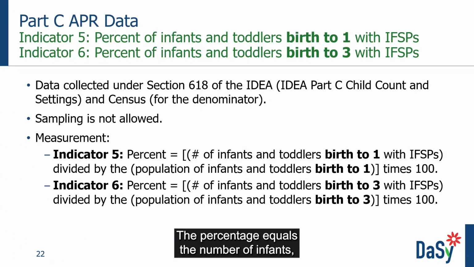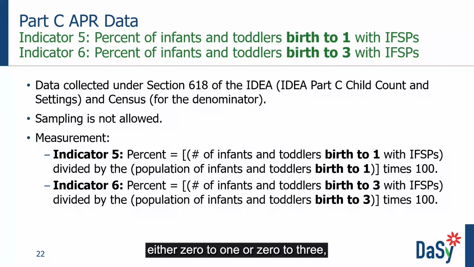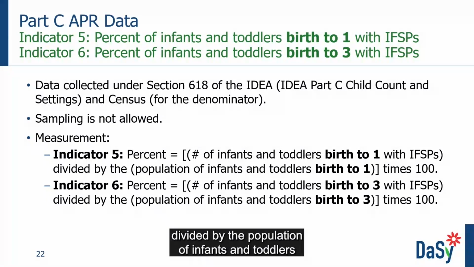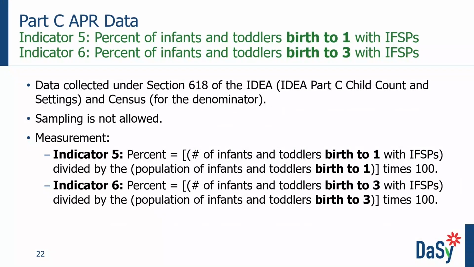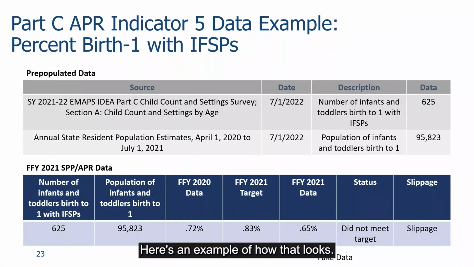The percentage equals the number of infants, either 0 to 1 or 0 to 3, with IFSPs served by the Part C program divided by the population of infants and toddlers, either 0 to 1 or 0 to 3, times 100. Here's an example of how that looks.